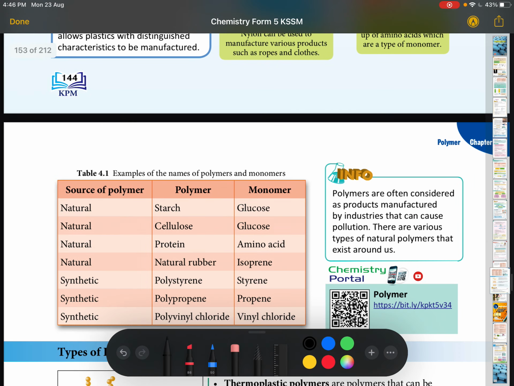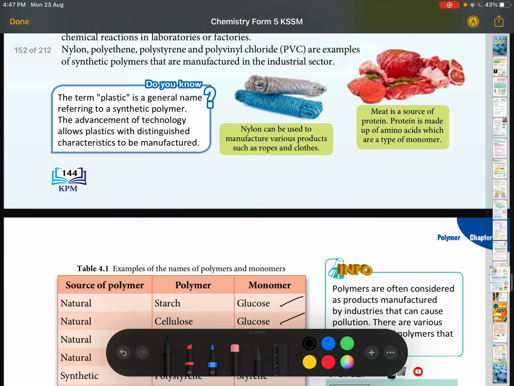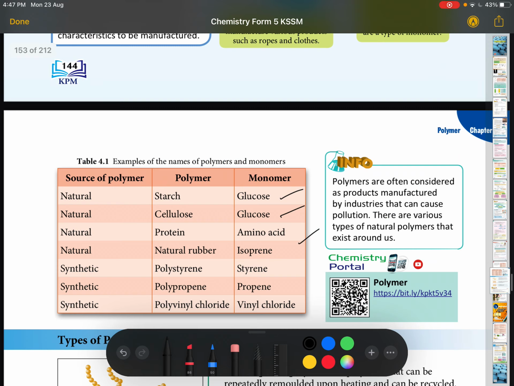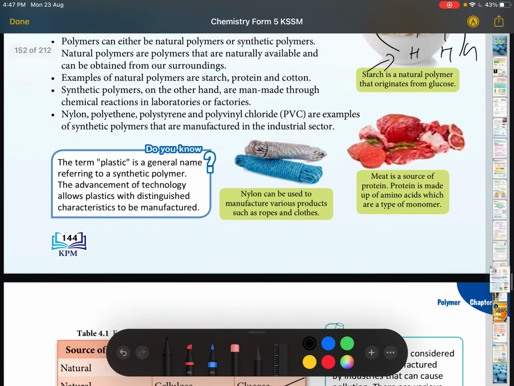Starch's monomer is glucose. Cellulose's polymer is also glucose, and proteins' is amino acids. So you have multiple amino acids combined together to make a protein. That's why there are many types of complex proteins in this world. We'll talk about natural rubber later because this is one of the major topics that we'll talk about.